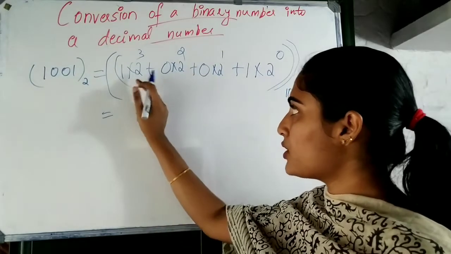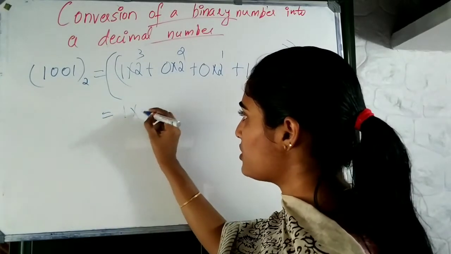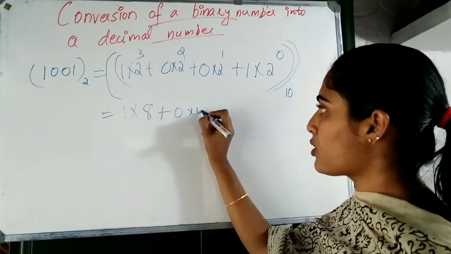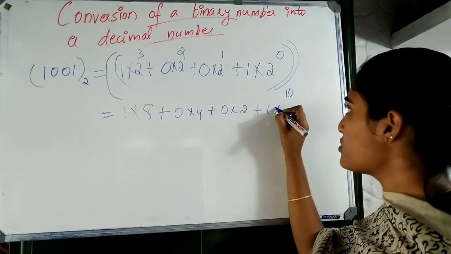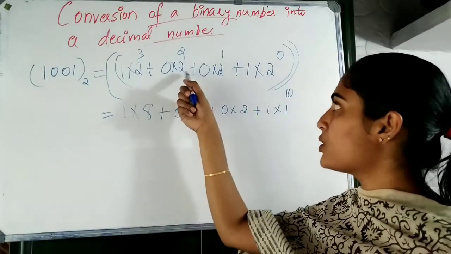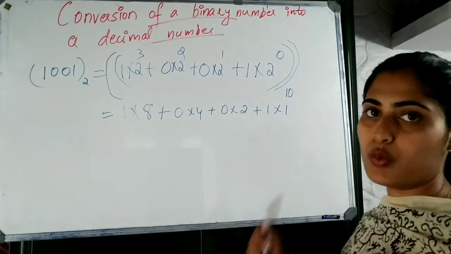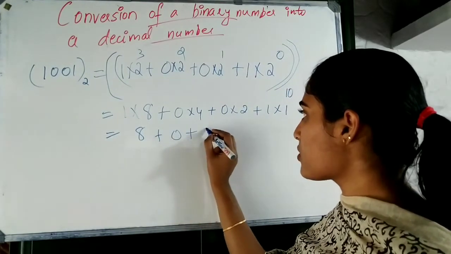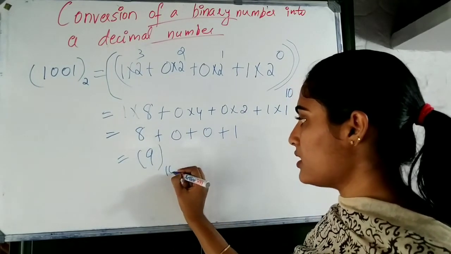Look at this. 1 into 2 raised to 3 is 1 into 8. Plus 0 into 4. Plus 0 into 2. Plus 1 into 1. That is, 2 raised to 3 is 8, 2 raised to 2 is 4, 2 raised to 1 is 2, and 2 raised to 0 is 1. Adding these numbers, 8 plus 0 plus 0 plus 1, the answer is 9 subscript 10.